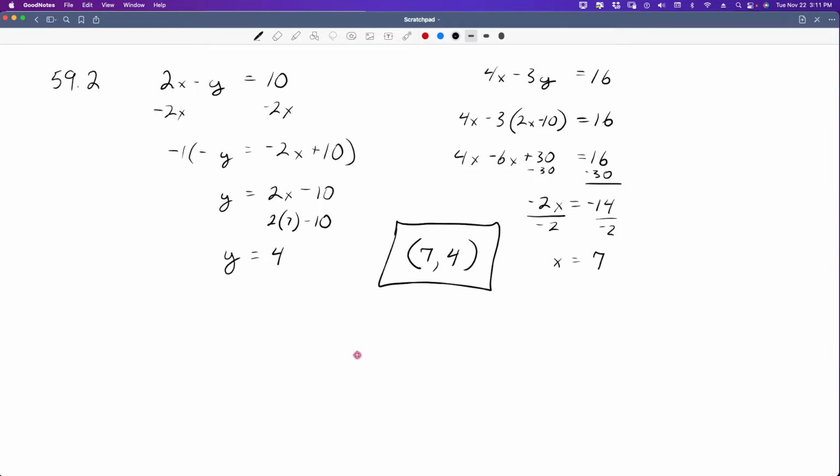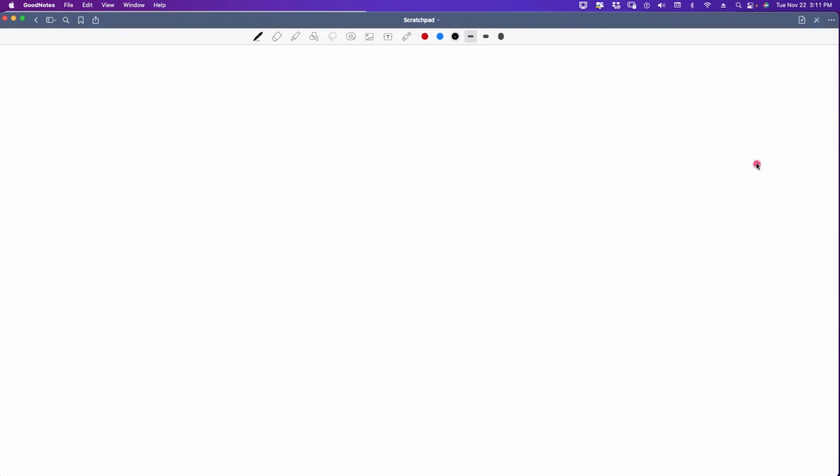All right, are y'all catching on? It's fairly straightforward. You just have to figure out which one you're going to solve for. Usually the variable that is all by itself, that has a coefficient of 1, that invisible 1, that's the one you're going to use. So let's do 59.3.